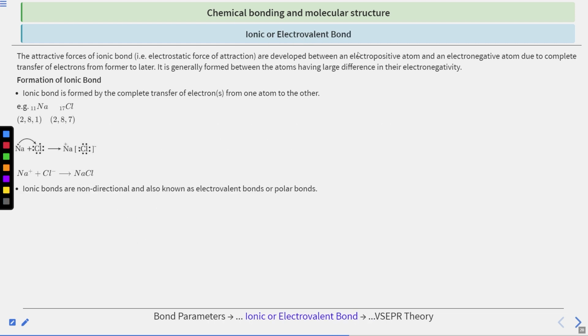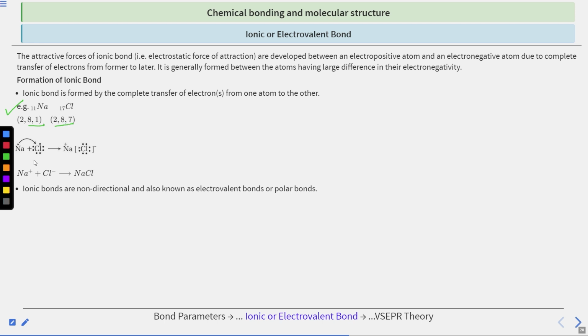Ionic or electrovalent bond. The attractive force of an ionic bond, the electrostatic force of attraction, develops between an electropositive atom and an electronegative atom due to complete transfer of electrons from the former to the latter. It is generally formed between atoms having a large difference in their electronegativity. Formation of ionic bond: an ionic bond is formed by the complete transfer of electrons from one atom to the other. For example, this is sodium which has 11 electrons, and this is chlorine which has 17 electrons.